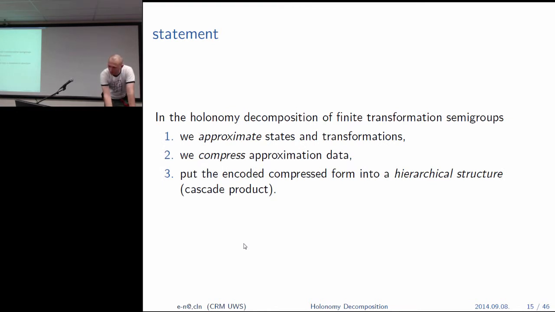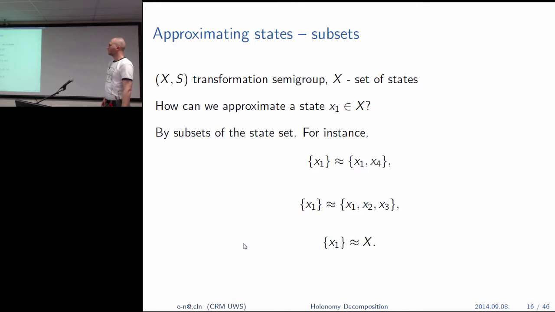Here's the statement. In the holonomy decomposition of finite transformation semigroups, we approximate states and transformations of your original semigroup, and we compress this approximation data, and we put the encoded compressed form into a hierarchical structure. So now we are going a bit more into the details.